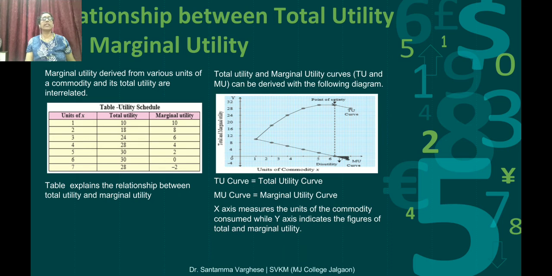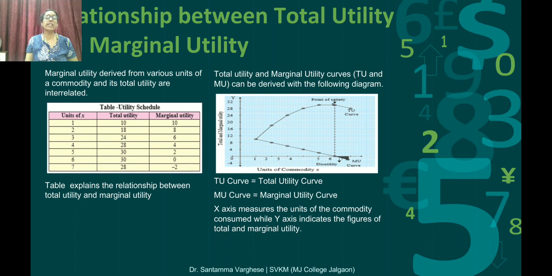Now, you can see the relationship between the total utility and marginal utility. A chart is given. What is the relation between these two? In the chart, marginal utility derived from various units of commodity and its total utility are interrelated. This can be easily followed in the form of a hypothetical example given in the schedule. The utility schedule is given, with units of X: 1, 2, 3, 4, 5, 6, 7. In the textbook, page number 11, it is given properly. You can also see the same schedule I have given in the slide.